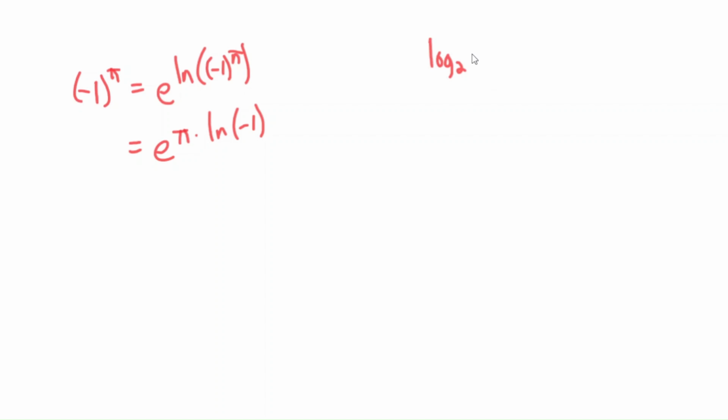What is log base 2 of 8? Well, log base 2 of 8 is 3, right? Because 2 to the third power equals 8. That's what it means to say log base 2 of 8 is 3. It's 2 to the third power equals 8. Well, if we were trying to find natural log of -1, what does that equal?